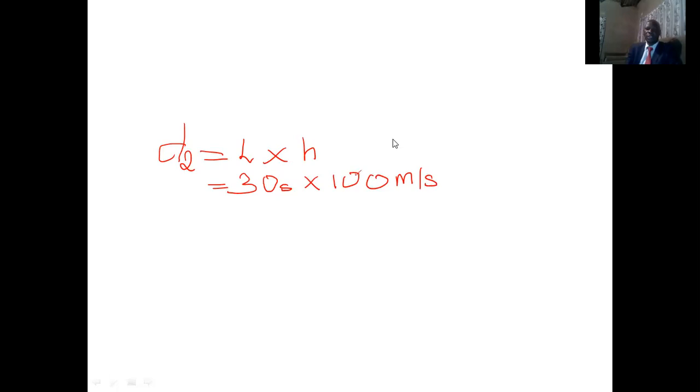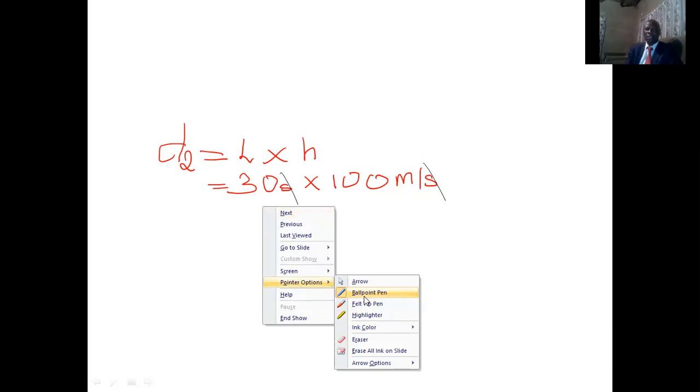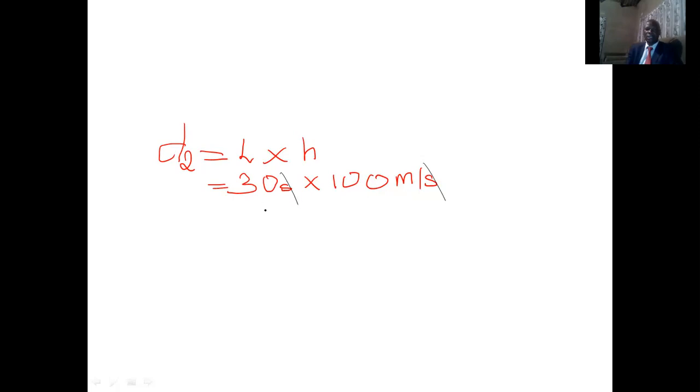And as we stated earlier, we can cancel out this second and that second. And this gives us 30 times 100, which is 3,000 meters. So the distance covered when the speed was constant is 3,000 meters.